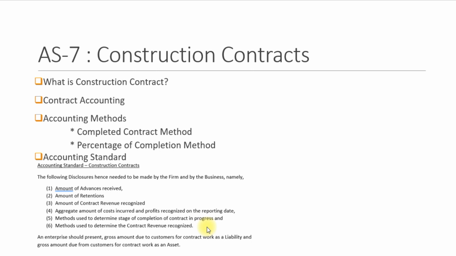So we have gone through a few accounting methods: the completed contract method and the percentage of completion method. In addition, if there are any methods used to determine contract revenue, that also has to be disclosed. So that completes the accounting standards on construction contracts.